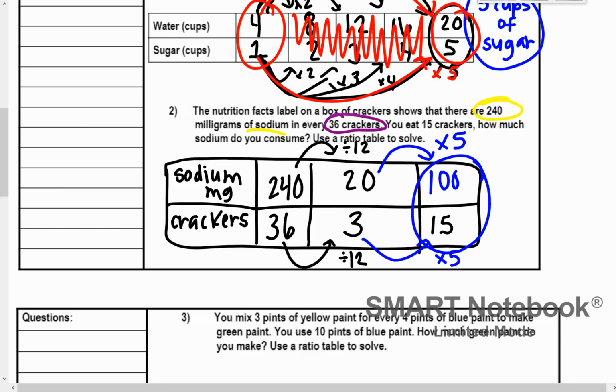The answer to this question would be 100 milligrams, which is mg, of sodium. Okay. So this was just a good example of showing you when you would need those middle columns, where I said up above you can skip right to it if you can. Here you can't skip right to it. So that's when those middle columns become important.